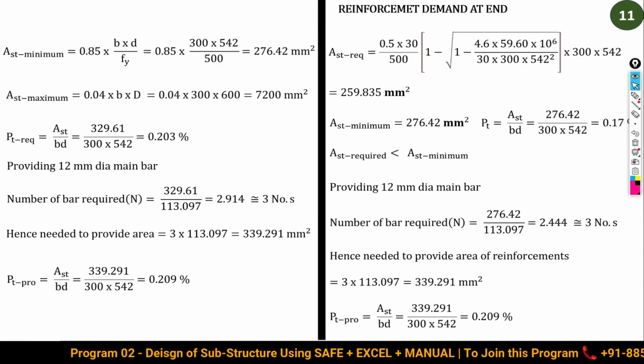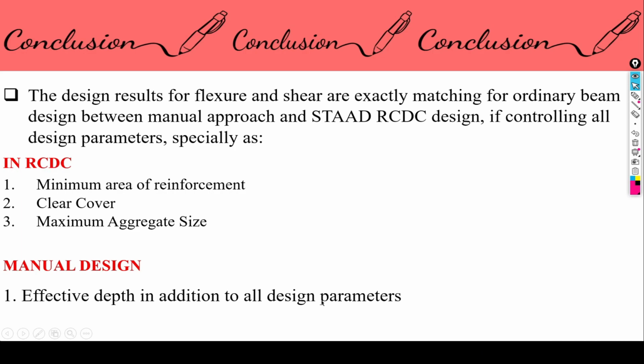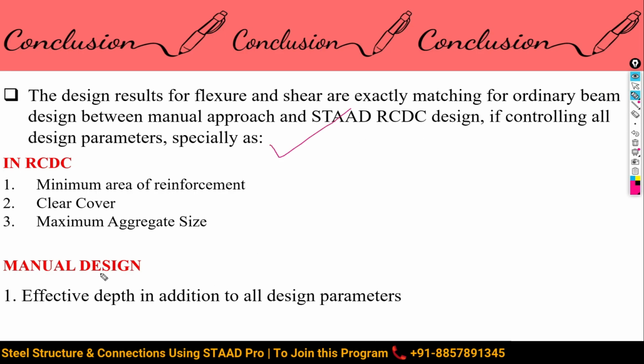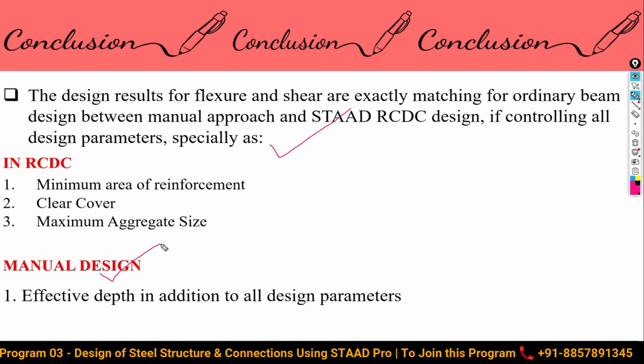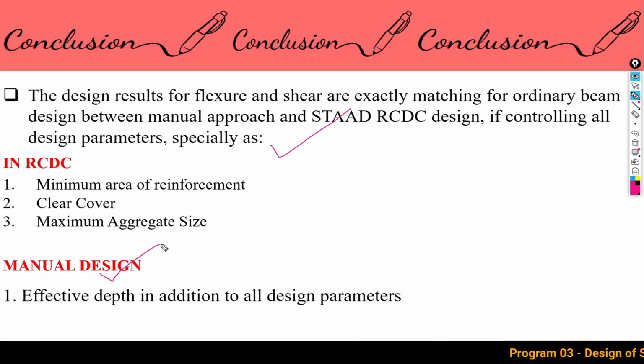And if you are going to do the calculation manually, you need to keep the effective depth the same as that considered by STAAD RCDC, in addition to all other parameters like grade of concrete, grade of steel and all. Then definitely your STAAD RCDC design results and your manual design results will exactly match. Hope that you all understood this complete concept for the designing of a particular beam by manual as well as by STAAD RCDC.